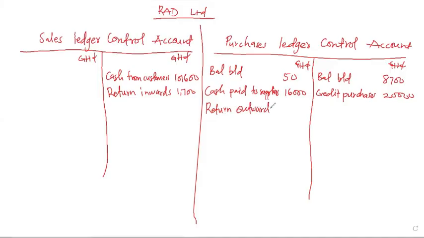Return outwards is 1,000. Then the next one is sales journal. So sales journal is the credit sales. When there is a credit sales, then it's going to increase the debtors balance. So if it is increasing the debtors balance, we credit it. Let's credit sales journal, which is the credit sales, because we use the sales journal to record credit sales. So that amount is 112.